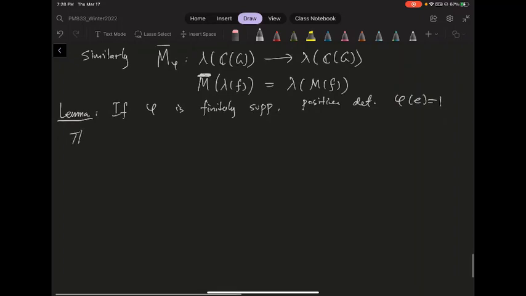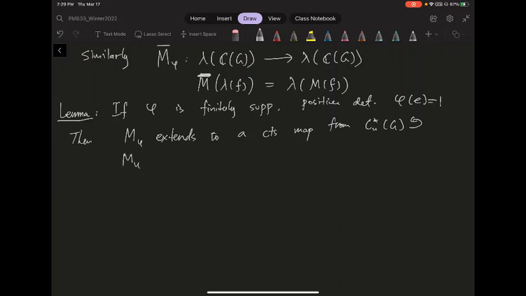All right, so then it allows you to extend. So M of phi, if you think about it as the CG inside the full one, extends to a continuous map from C star, the full one, to itself. And also M phi bar extends to a continuous map from the reduced one to itself. Both of them are going to have norm 1, so they're not just any extension, they have norm 1.